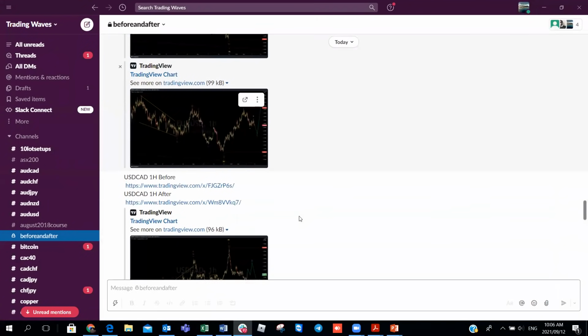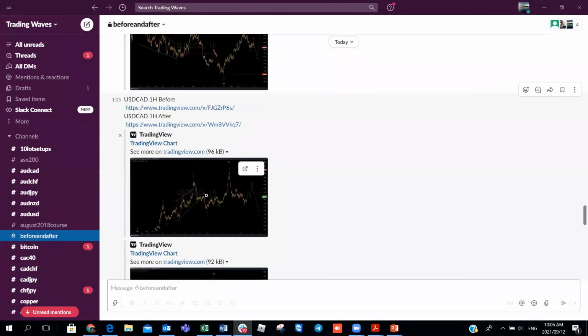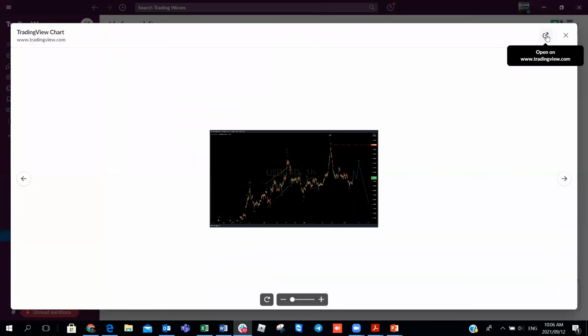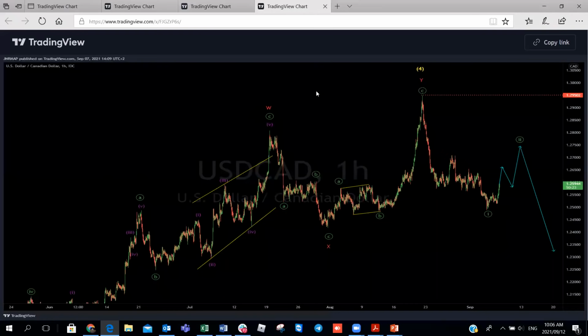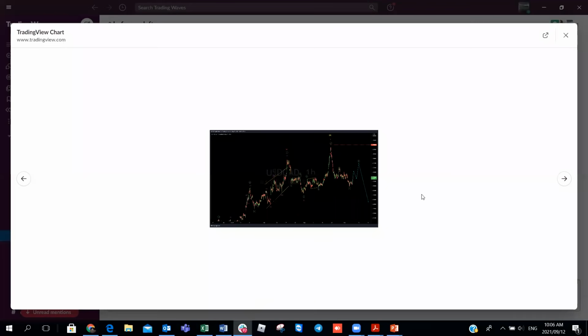Looking at the rest of the pairs, let's have a look now at US dollar yen. Let's have a look at the bigger structure, at the clearer chart here. On US dollar yen, we're looking for a three-wave structure similar to Euro US dollar, except this time we're looking for a pullback to the upside. There's obviously an inverse correlation between US dollar CAD and Euro US dollar. So that is the structure that we're expecting, and this is how it has played out exactly as forecasted.